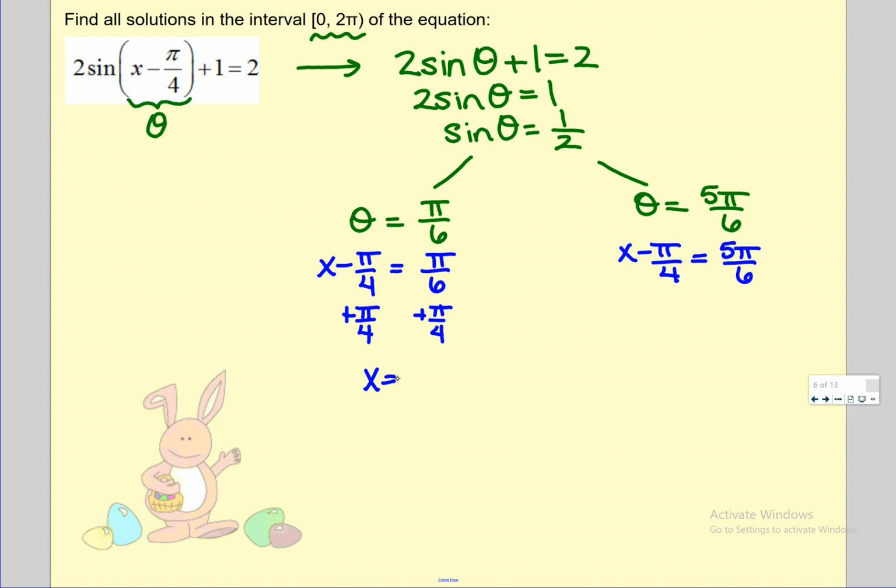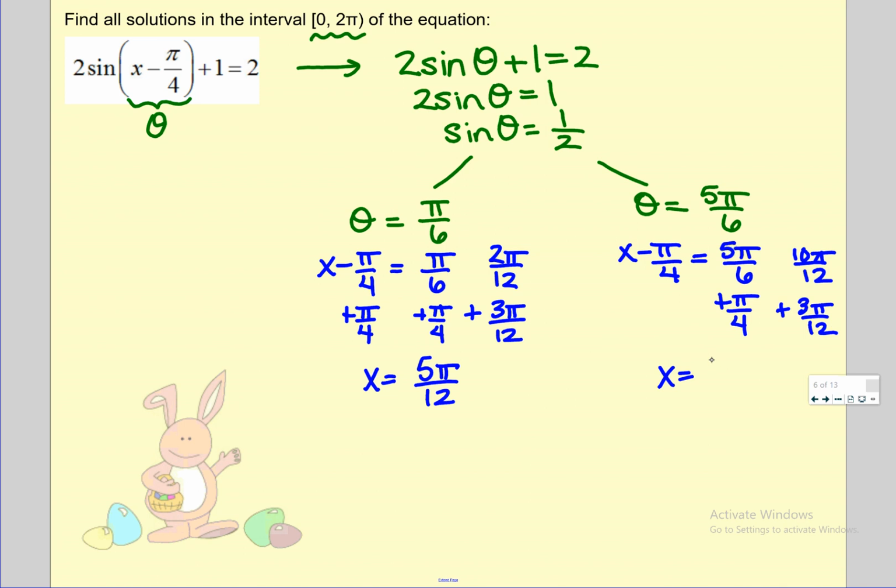So what's the common denominator going to be if I have a 4 and a 6? Yeah, so I can think of this as 2/12 plus 3/12 is going to give me 5/12 is my first answer. If I add pi over 4 on the other one, again 12ths, so I can think of it as 10/12 and 3/12, which gives me 13/12.